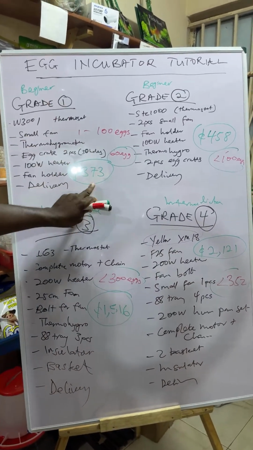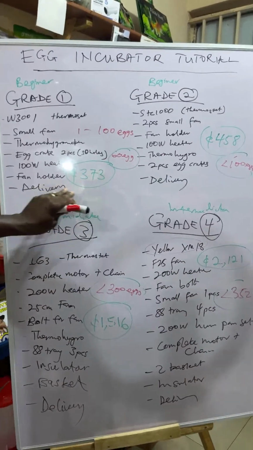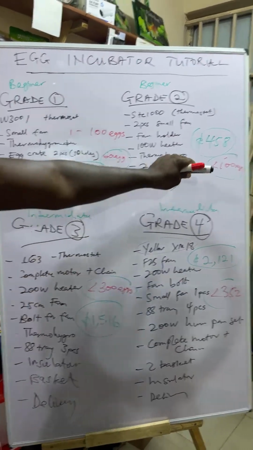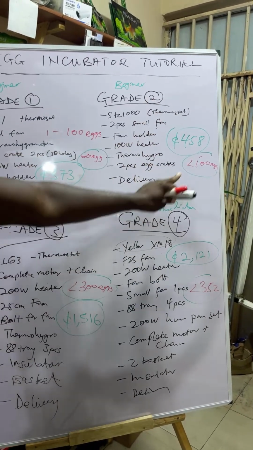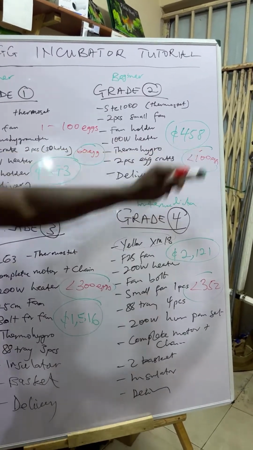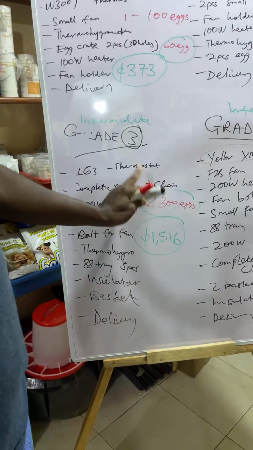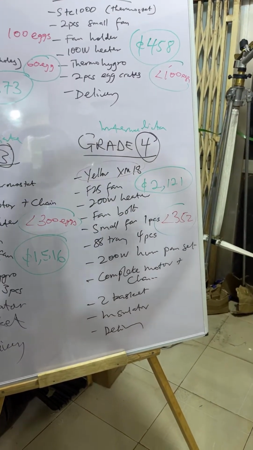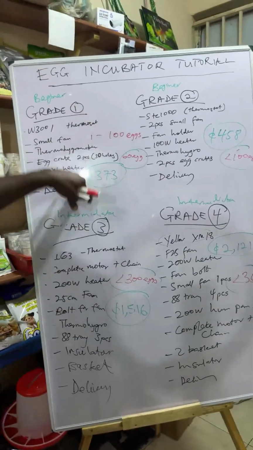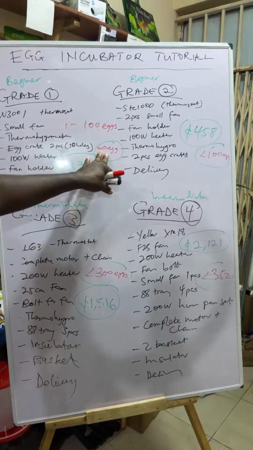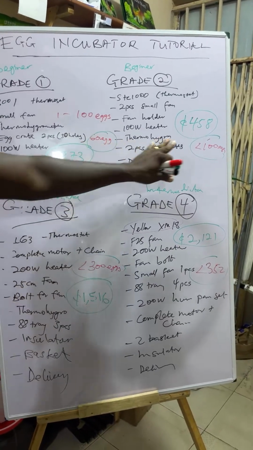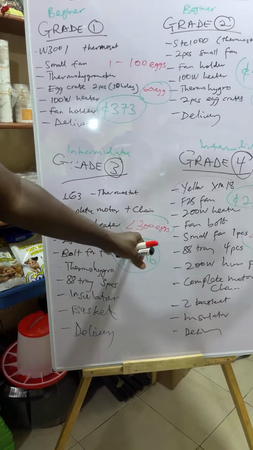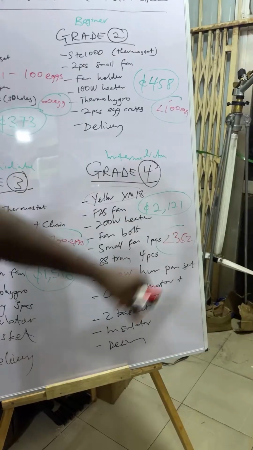So grade 1, this is what is required and it will be delivered to you. Delivery is inclusive. Grade 1, 373. Grade 2, these are the items with delivery, and then grade 3, 1,516, and then grade 4, 2,121. So with grade 1, you can do up to 60 eggs. Incubator that can take up to 60 eggs. Grade 2, you are looking at 60 to 100. Then grade 3, up to 300 eggs. And then grade 4, up to 352 eggs.